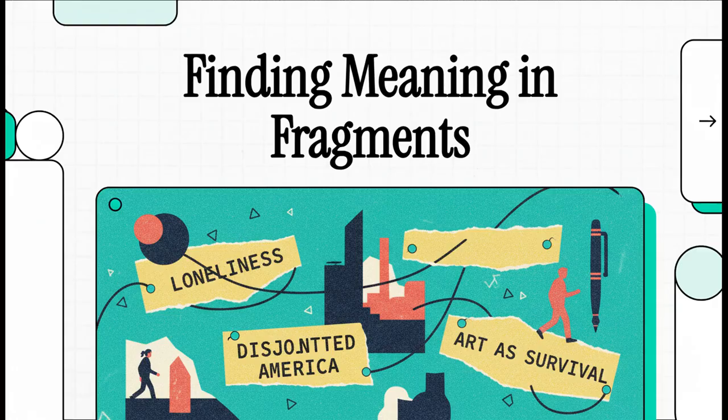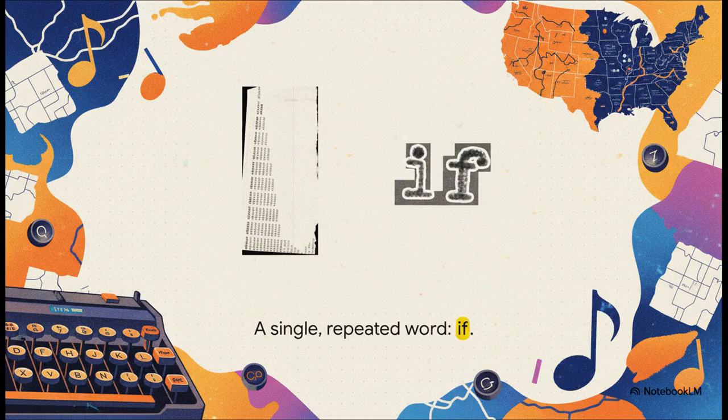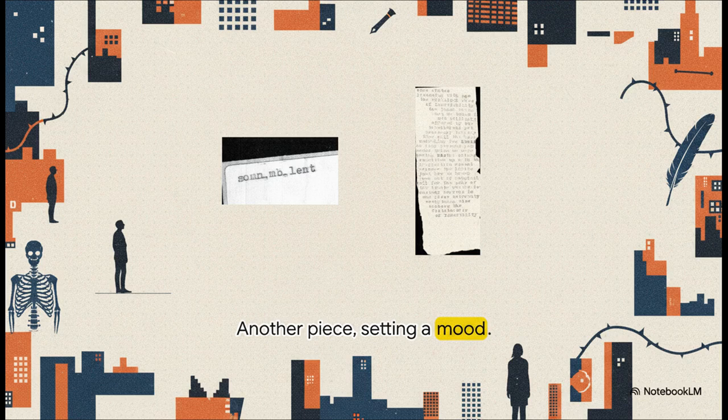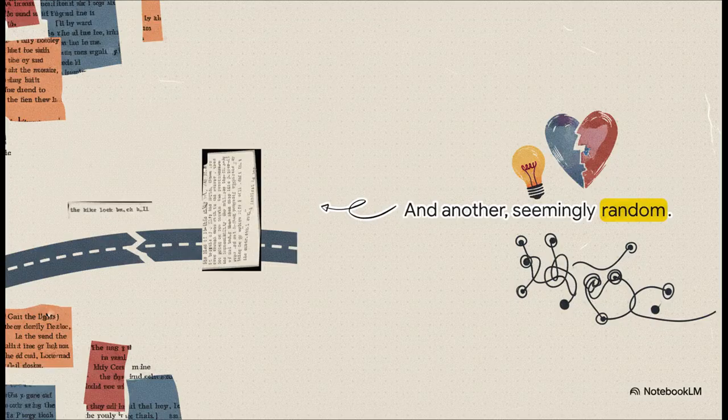So let's dive in. Okay, so at first glance, this just looks like noise, right? Just one word, over and over again. The word if. And here's another scrap. The word somnambulant. Sleepwalking. You can feel a mood starting to build here, can't you? And then, another one. The bike lock, beach ball. I mean, it feels totally disjointed, almost random.